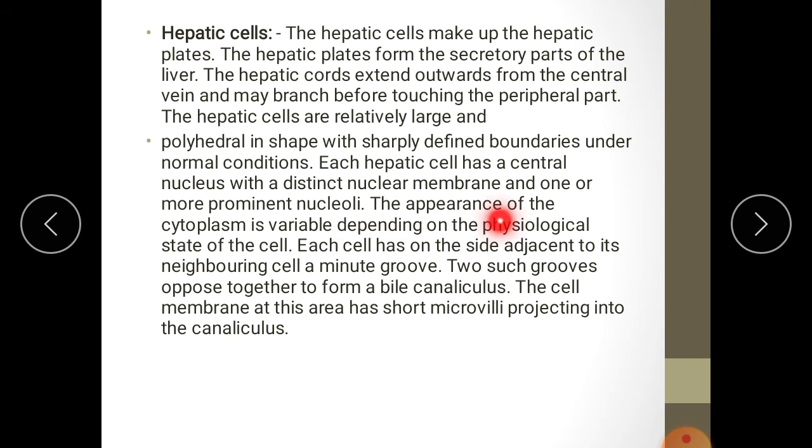The appearance of the cytoplasm is variable depending on the physiological state of the cell. Each cell has, on the side adjacent to its neighboring cell, a minute groove. Two such grooves oppose together to form a bile canaliculus. The cell membrane at this area has short microvilli projecting into the canaliculus.